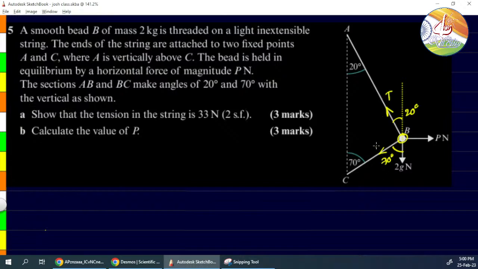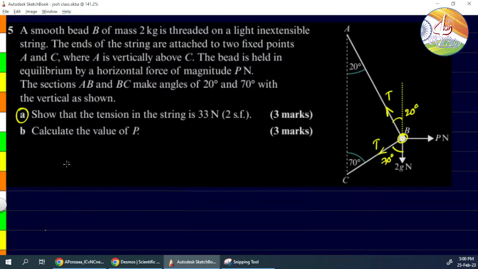Tension, let us call it T. Both tensions will be equal, so let us represent them with a single alphabet. P is acting on this side. So what are we supposed to find? A bit: show that the tension in the strings is 33 newtons. So T we are supposed to find first.